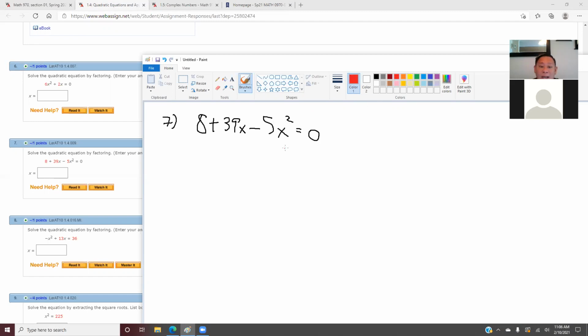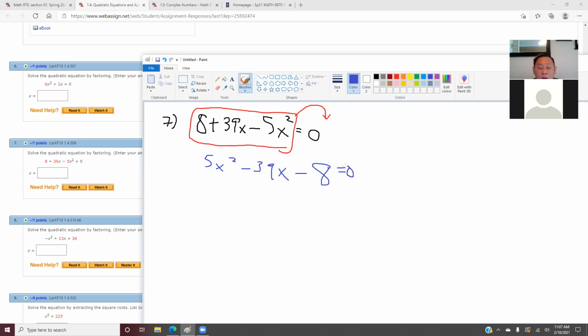So what I do is I take all this and move it over there, because when I move it over there, all the signs change. So this negative 5x becomes positive 5x squared. The 39 becomes negative 39x. And then the 8 will become negative 8.